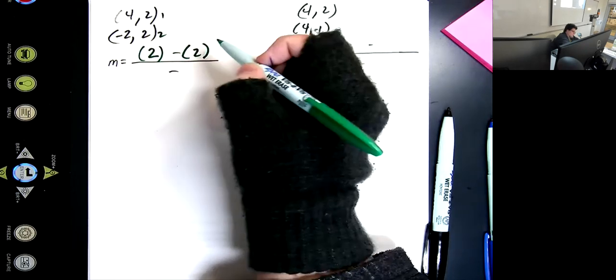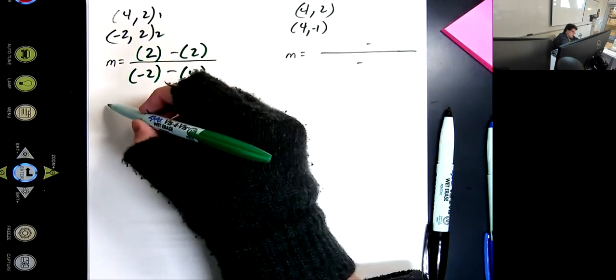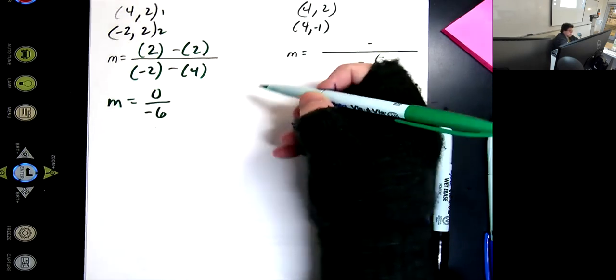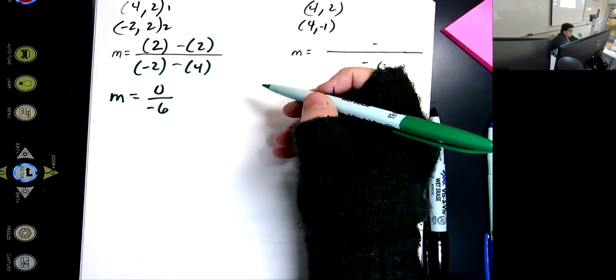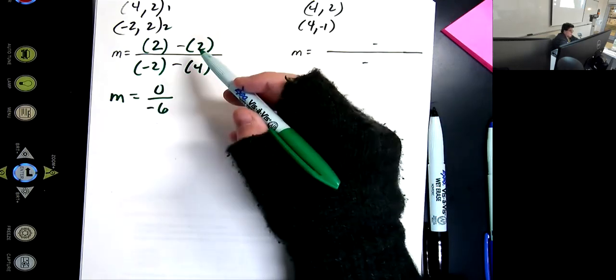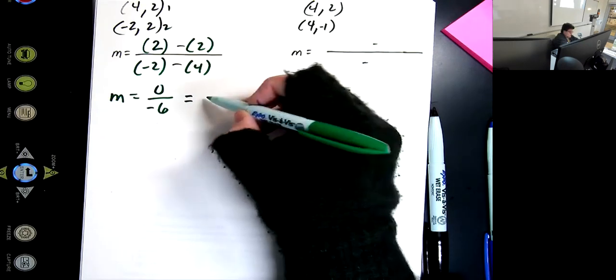So I've got y2 is 2. y1 is 2. x2 is -2. x1 is 4. When I do the subtraction, -2 minus 2 is 0. -2 minus 4 is -6. So if you would have put that around, you would be positive. If you did the other way around, you would have gotten +6. But in both circumstances, 0 divided by anything is just 0.